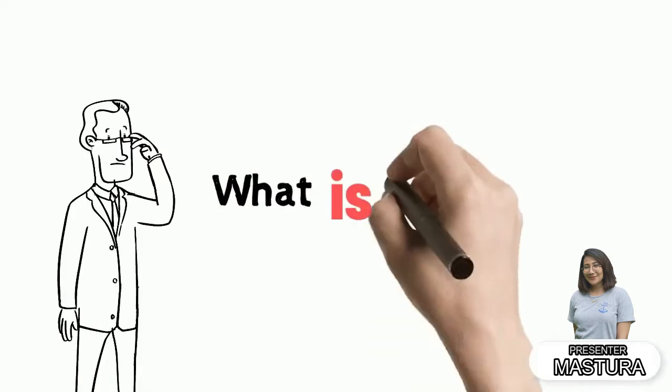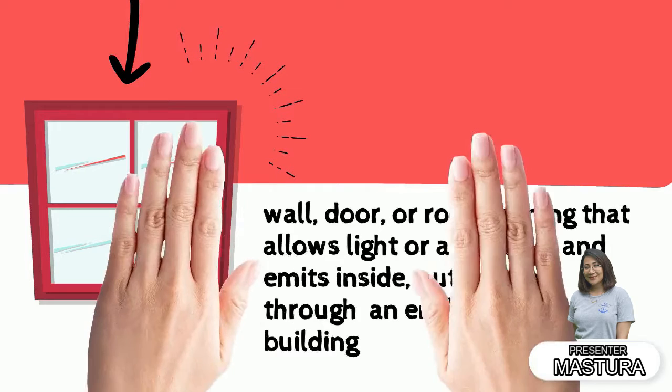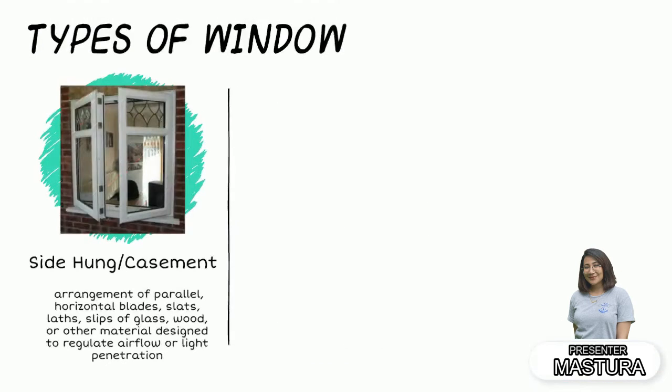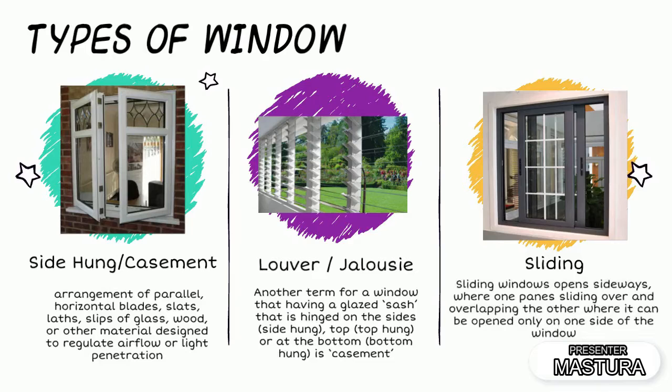What is a window? A window is a wall, door or roof opening that allows light or air to flow and emits inside, outside and through an enclosure or building. There are three types of window. The first one is side-hung or casement, the second one is louver or jalousie, and the third one is sliding window.